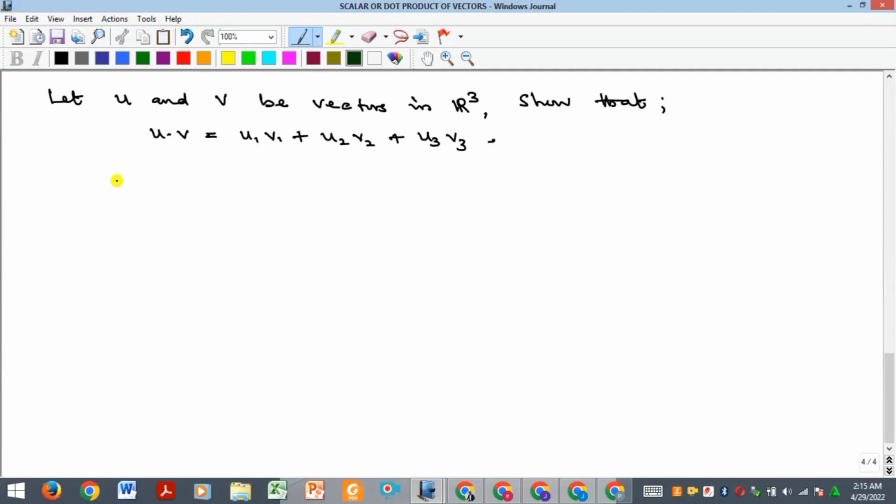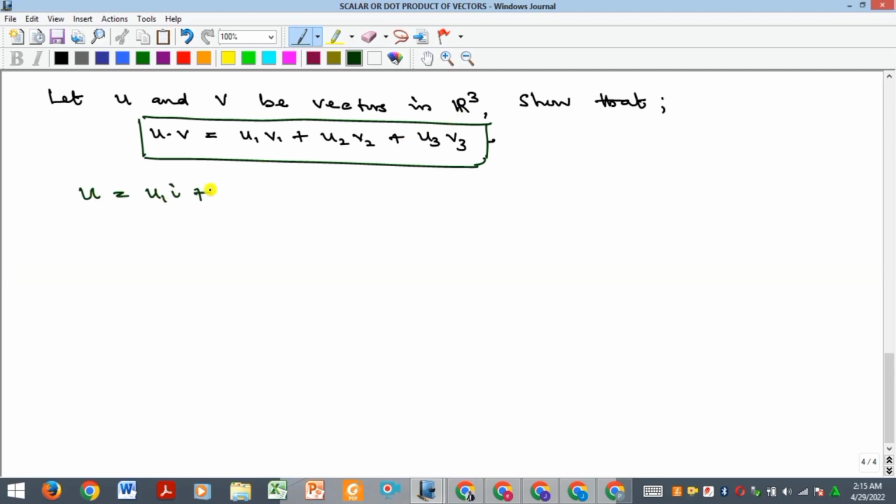So here we want to show how this other formula for the dot product of two vectors was derived, the component-wise approach. Okay, so how do we go about this? Now you recall that by component-wise, if U is a vector in R3, what it means is that U is equal to U1 i plus U2 j plus U3 k, and then your V is equal to V1 i plus V2 j plus V3 k.